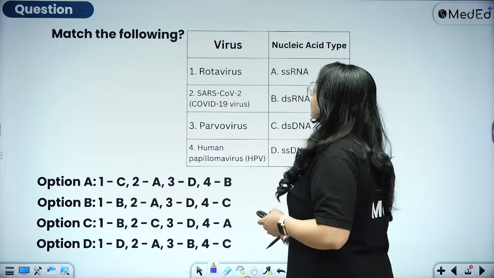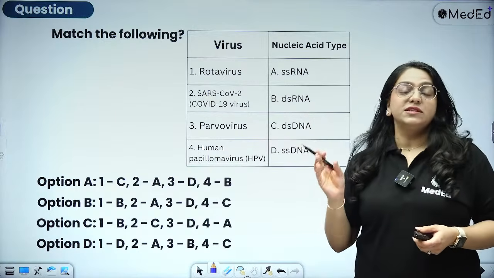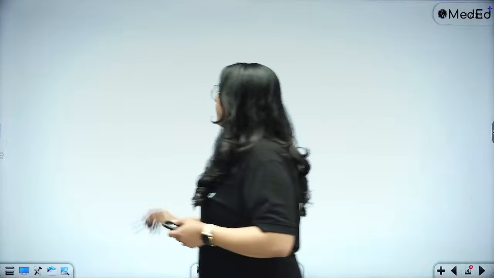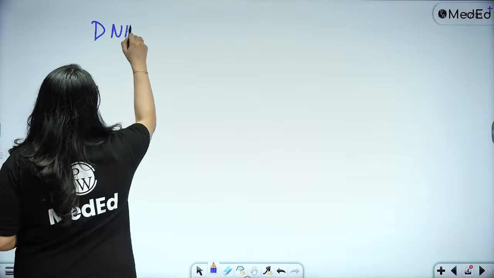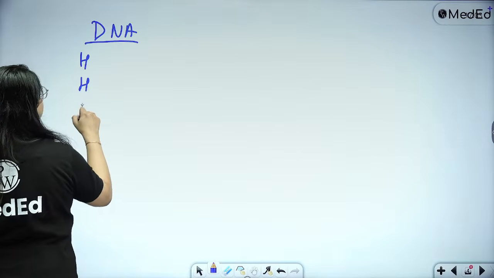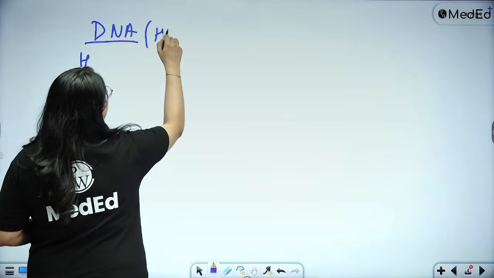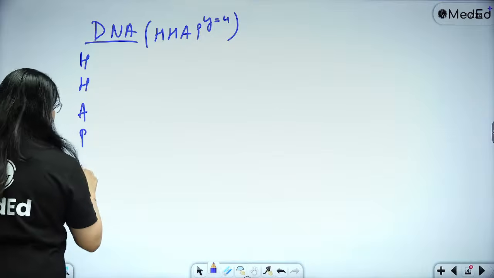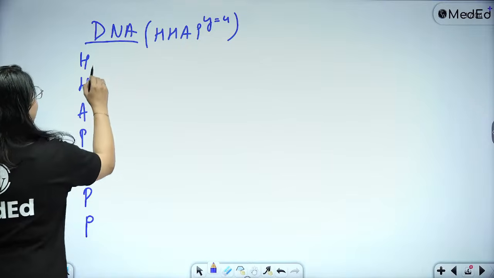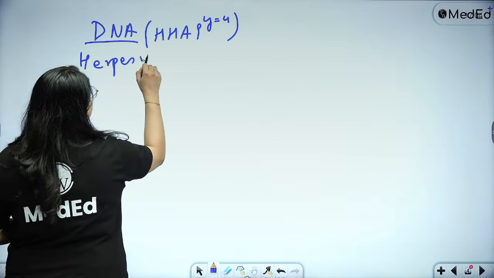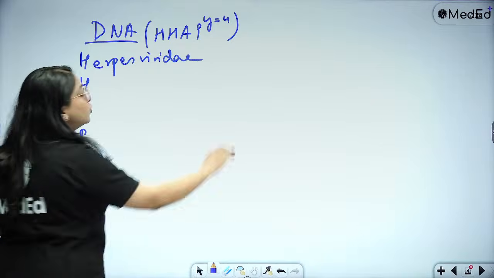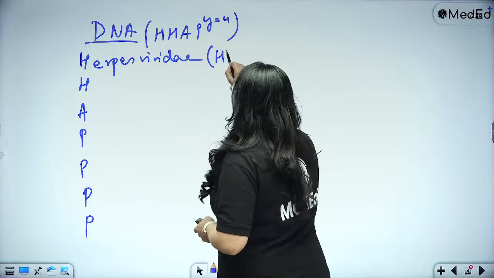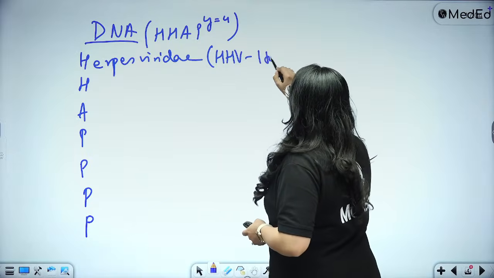Then virus and nucleic acid types. This is a very favorite question, especially for INICET. And of course we know our mnemonic of the DNA viruses. It is happy with a double H. How do we write? We write happy, Y above, because Y looks like 4. So we know that there are the 4 P's. We have the herpesviridae, so human herpesviridae. So all the human herpes viruses 1 to 8, HHV 1 to 8, are going to be your DNA viruses, right?